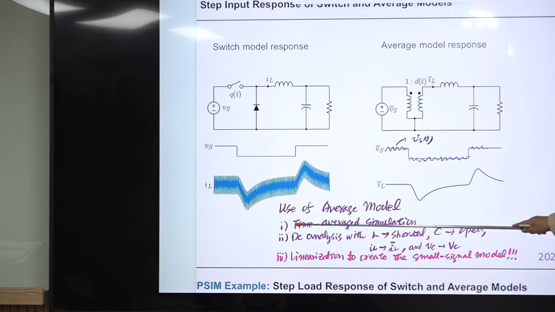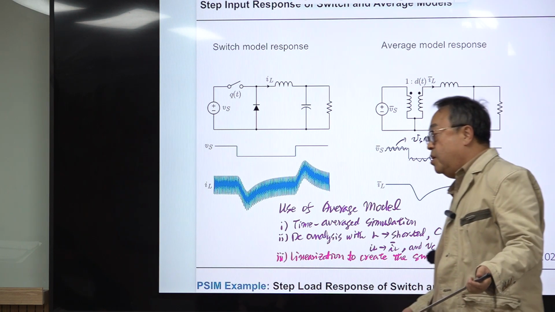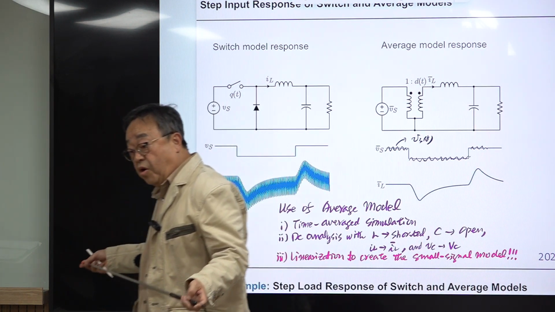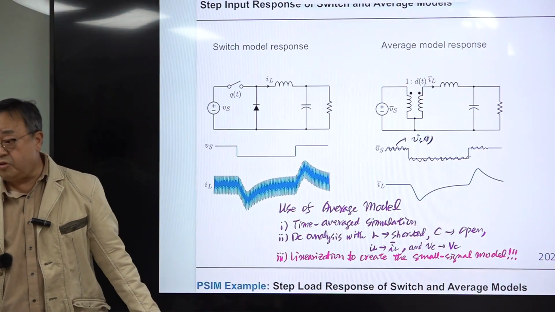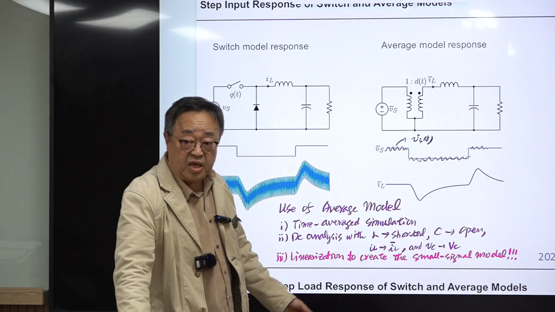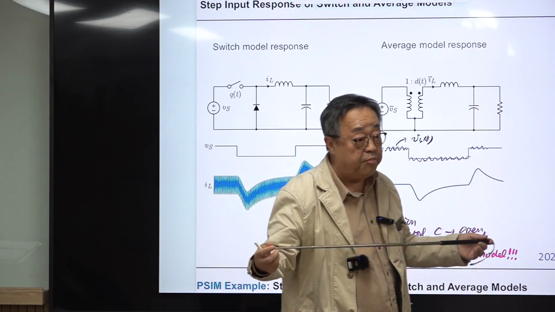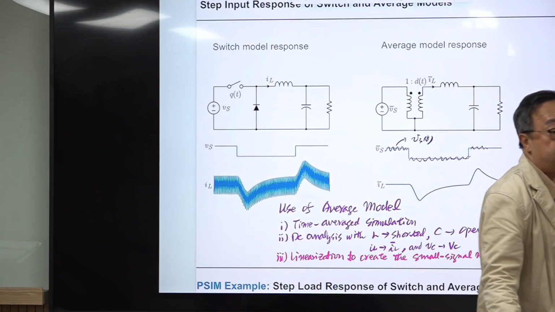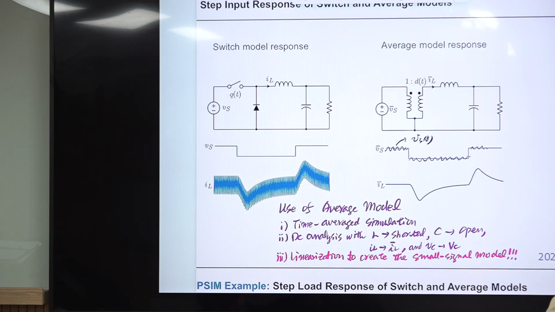So people use this average model to simulate complicated systems consisting of many converters, and I performed one job, a simulation of those types of converters, sponsored by IBM. They were making a new mainframe computer, and the power supply people there sponsored us to simulate that.